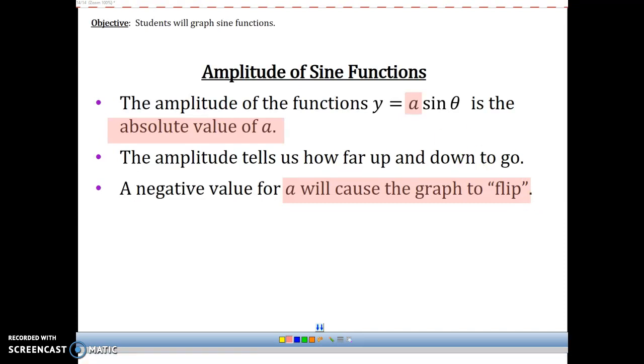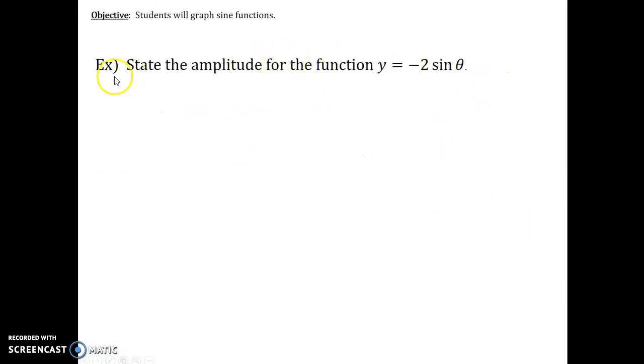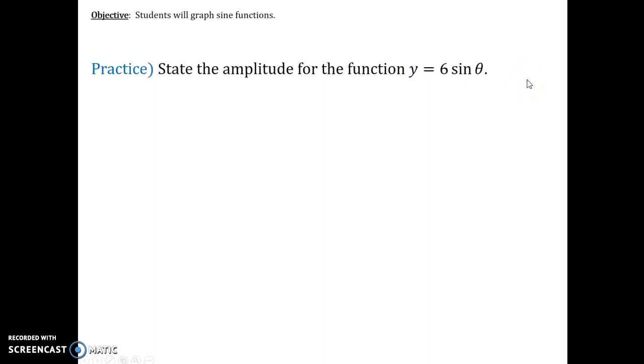Okay, so let's look at this. This example says, state the amplitude for the function y equals -2 sine theta. Well, again, the amplitude is the absolute value of the a value. So the absolute value of -2 is just 2. So the amplitude is 2. Here's a practice problem, and this is fairly simple. What is the amplitude of the function? Well, again, what is the a value in front of your function? 6. So it has an amplitude of 6.